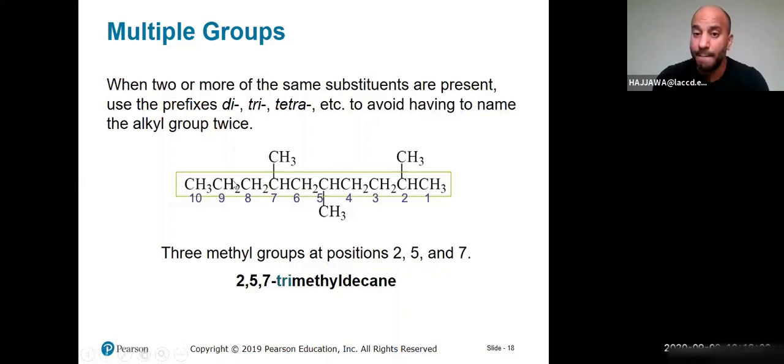If they are the same, then all you need to use is the Greek prefix that corresponds to the number. So if I have 2, then it's a di. If I have 3, then it's a tri. If I have 4, then it's a tetra. If I have 5, then it's penta, and so on. So these are the Greek prefixes that we're referring to when you use those in the name that has multiple groups of the same.